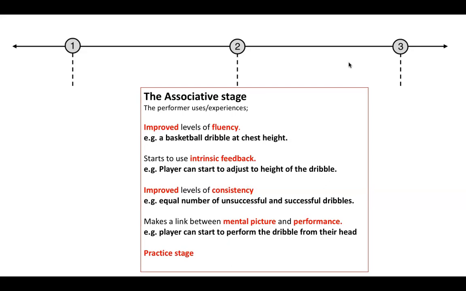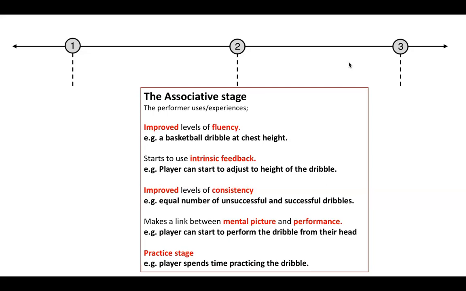And then finally, we're at the practice stage as well. During the associative stage, for example, the player spends time practicing the dribble. You are now on your own consistently practicing that dribble. You are getting improved consistency from that. And we are in this associative stage where we have improved levels of fluency.